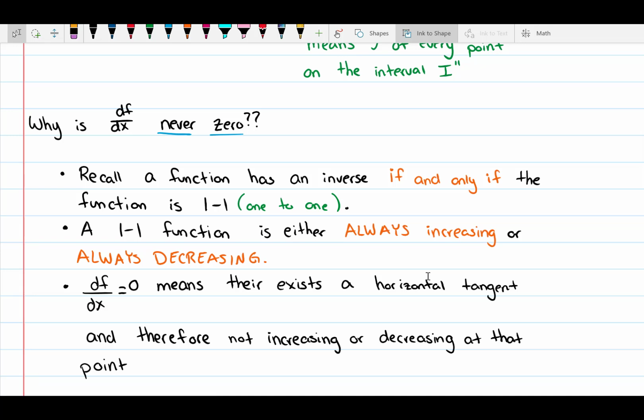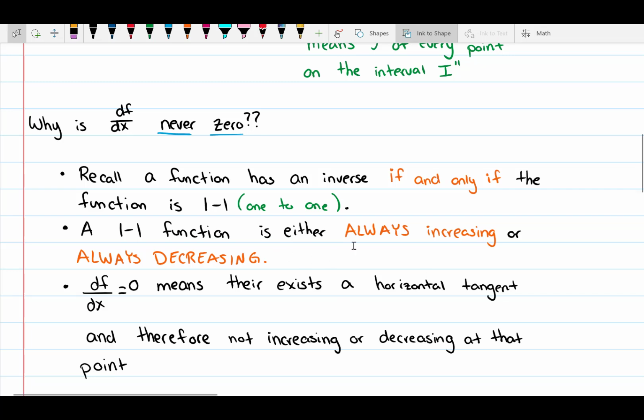Well, there are 3 main reasons. One, a function has an inverse if and only if it's 1 to 1, and we'll talk about what that means in a second. A 1 to 1 function is always increasing or always decreasing. It's never sometimes increasing and sometimes decreasing. It's always one or the other. And again, I'll show you why in a second. And if the derivative equals 0, then that means there exists a horizontal tangent, and therefore the function is not increasing or decreasing at that point. And that breaks the rules.